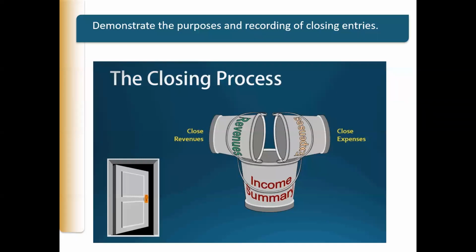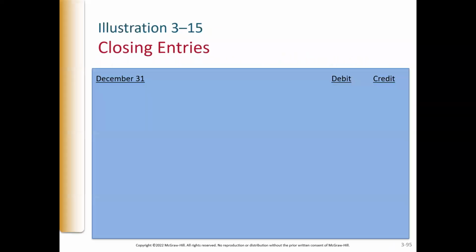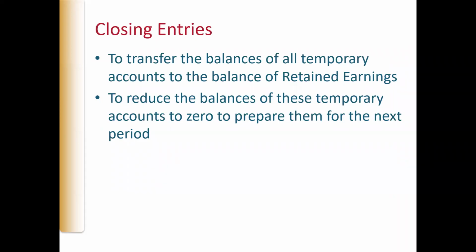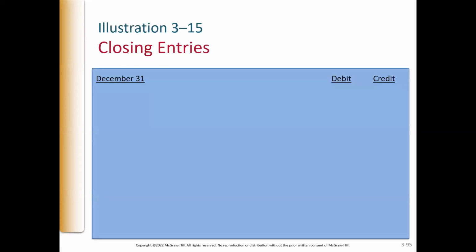So what we do to close out our books, we take our revenue accounts and our expense accounts and we zero them out. And we put them into retained earnings so we can show and reflect what happened this year with retained earnings. We also take our dividends and close those out also. The purpose of closing entries is to transfer the balances of all temporary accounts to the retained earnings. Temporary accounts are revenue accounts, expense accounts found in the income statement, and dividends. That's what you zero out to put into retained earnings.